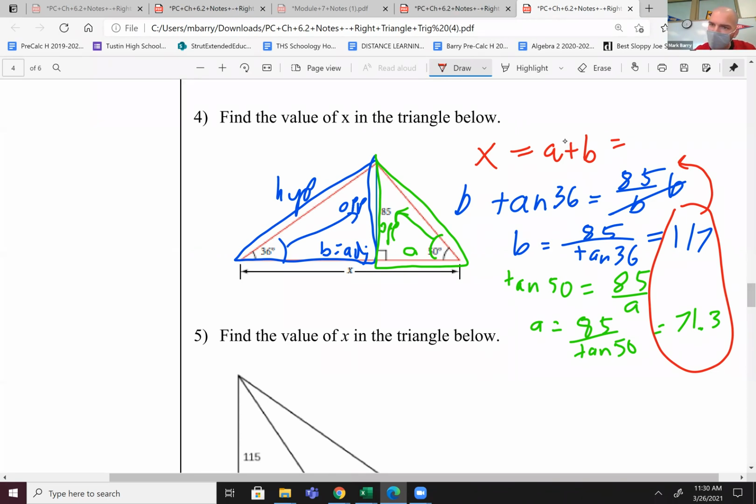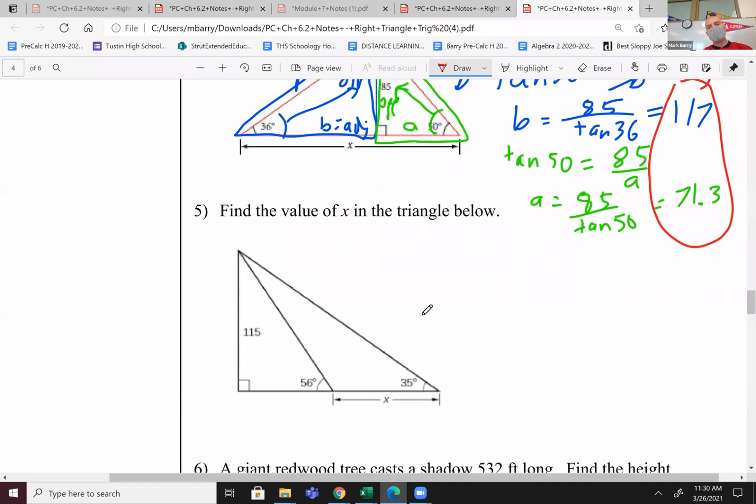And that I got 188.3. Yep. Great. So a little bit more challenging than what we did yesterday, but not really. We just had to kind of piece two of them together, right?